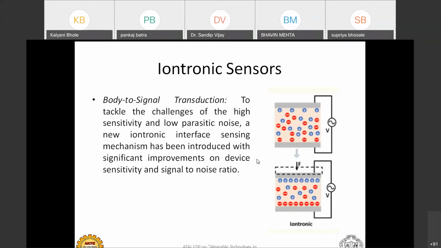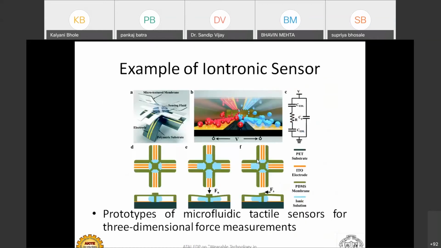When a mechanical force is applied, the ions will align across the membrane or across the outer area, and then that ionic movement, or the alignment of the ions, is measured. So this is what ionic sensors are. This is one example of an ionic sensor.